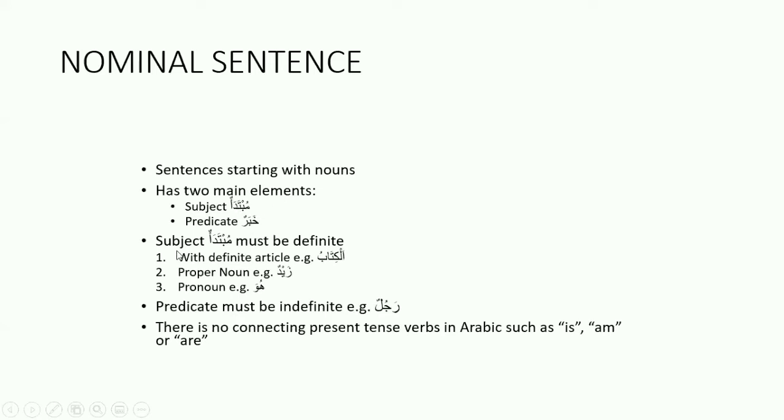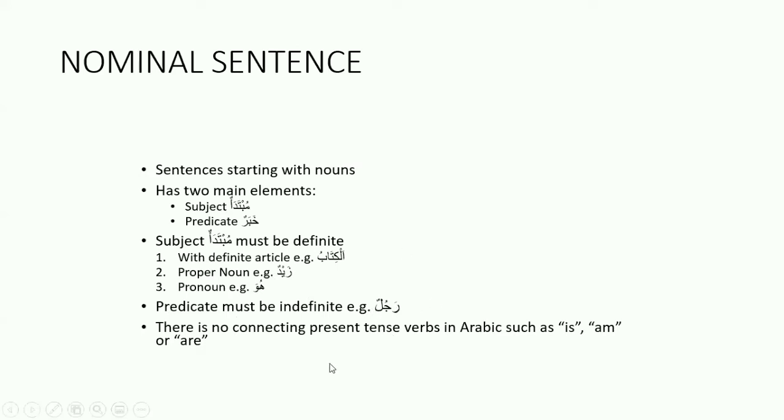There are two rules that we need to know. The subject has to be definite. So the subject can be one of these three categories. It could either be a general noun, which is made definite by the al article, al-kitabu, the book here, or it could be a proper noun like Zaydun, or it could be a pronoun like huwa, because all these three are definite, so they qualify for being a subject. And then the predicate must be indefinite. So for example, rajulun, a man.